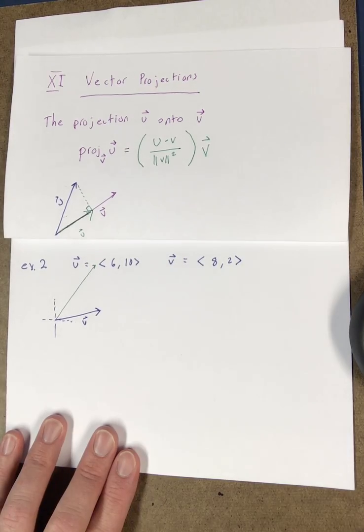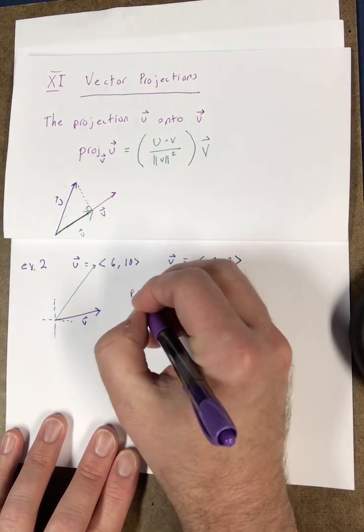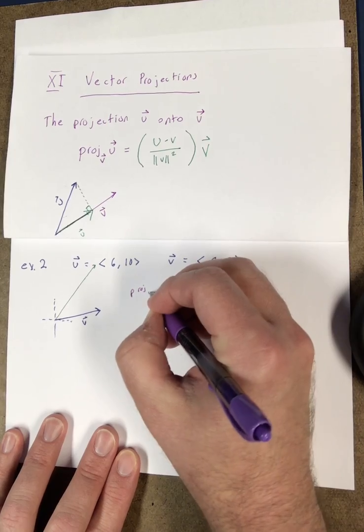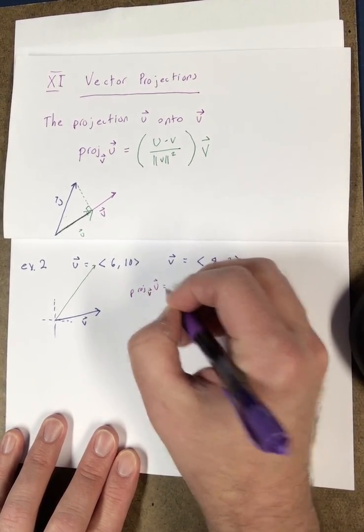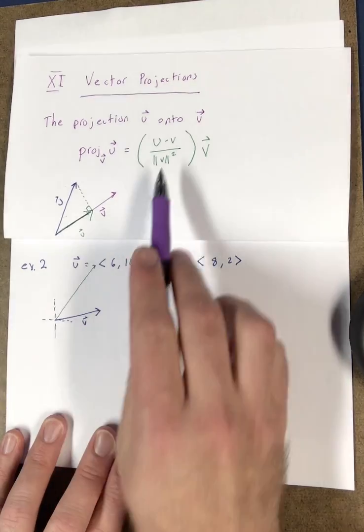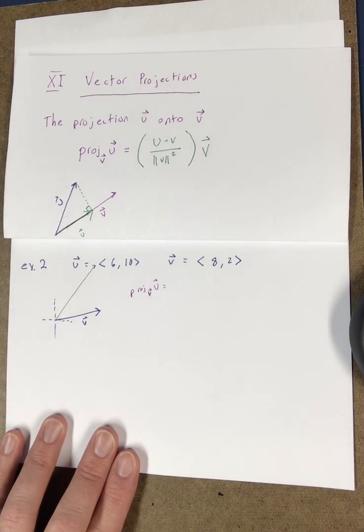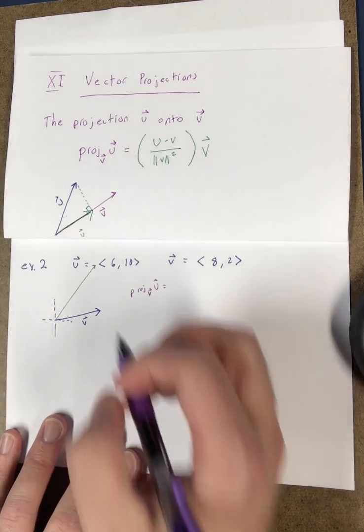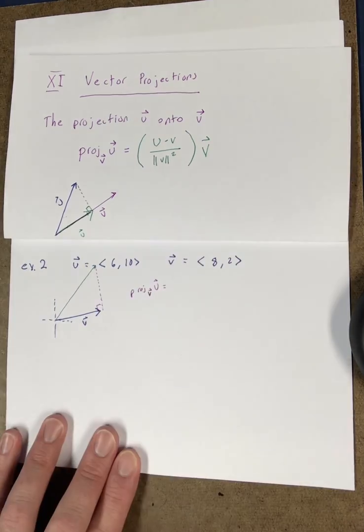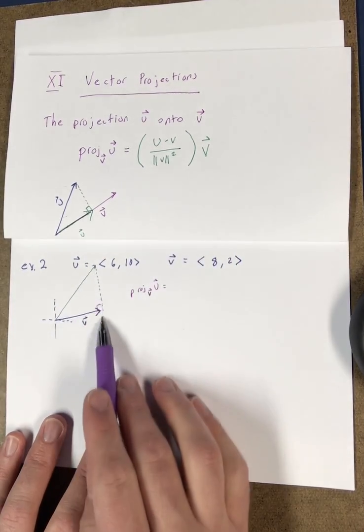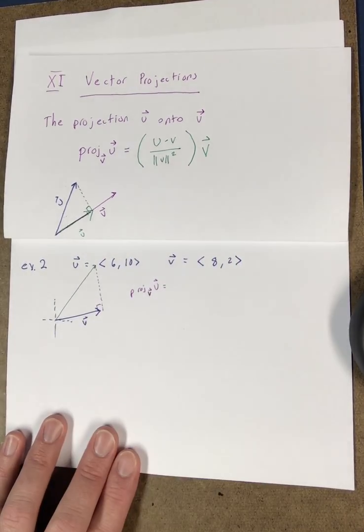In order to find the projection of u onto v, we could just use this formula, the dot product of u and v divided by the magnitude of v squared times v. When I'm looking at this, I'm thinking it's going to be pretty close to the vector v itself, since if I try to draw an altitude there, it looks pretty close to where vector v finishes. But let's find out exactly.